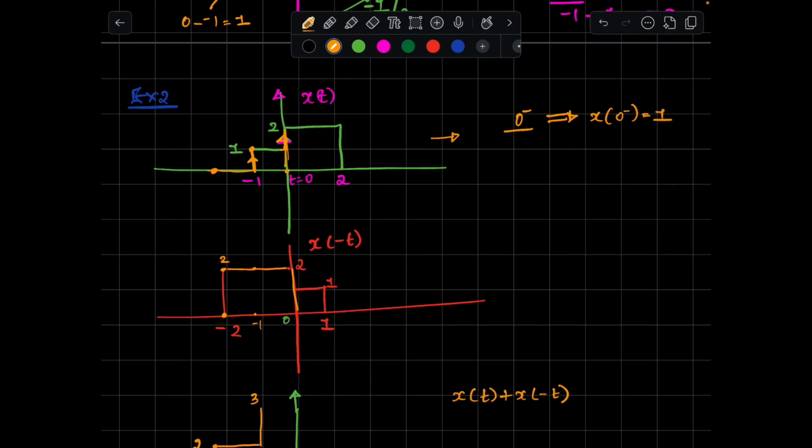Now at 0 plus, what is the amplitude? At 0 plus, the amplitude is 2. The amplitude is equal to 2.